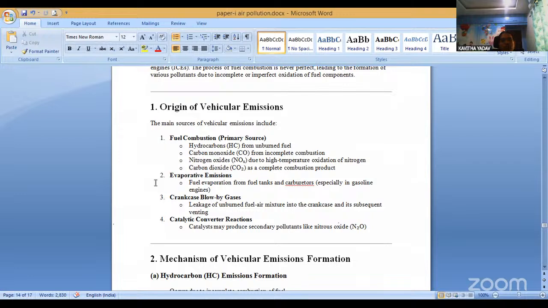Evaporative emissions: fuel evaporation from fuel tanks and carburetors, especially in gasoline engines. Blow-by gases are a leakage of fuel or air mixtures into the crankcase, and in the subsequent catalytic converter reactions, a catalyst may produce secondary pollutants like nitrous oxide.